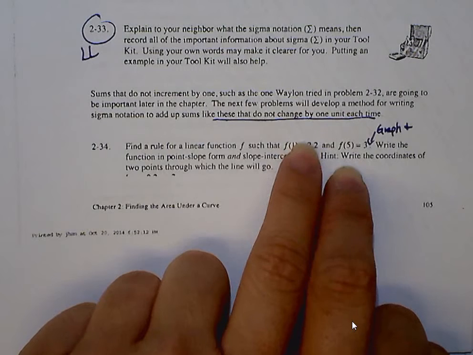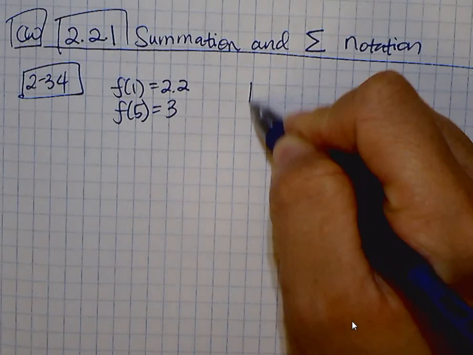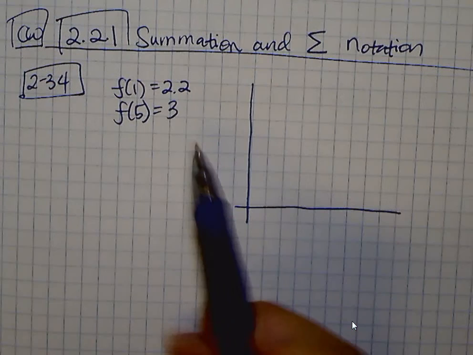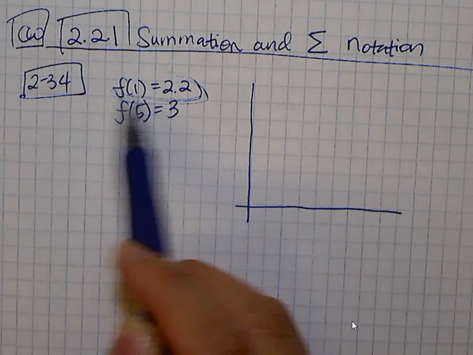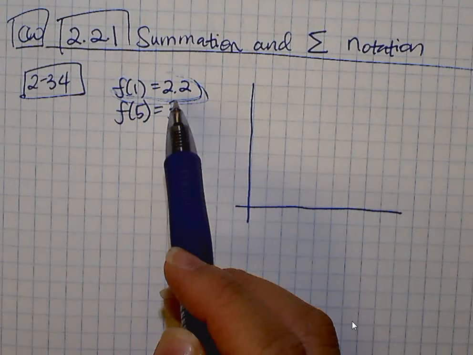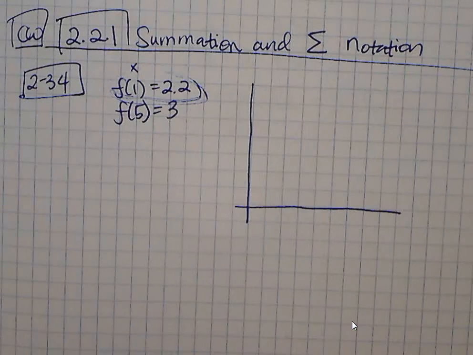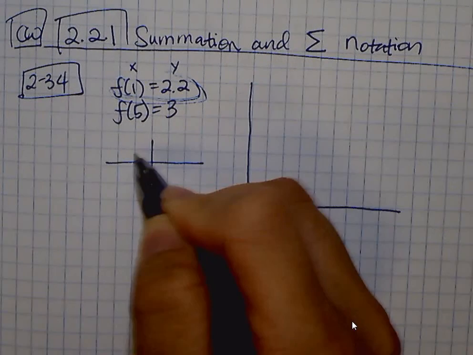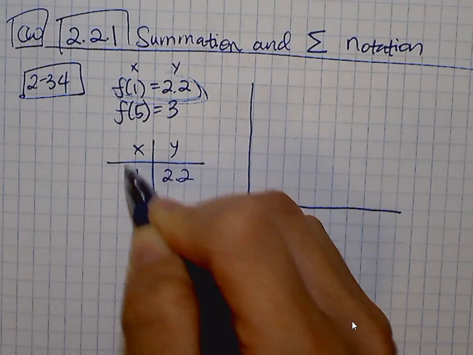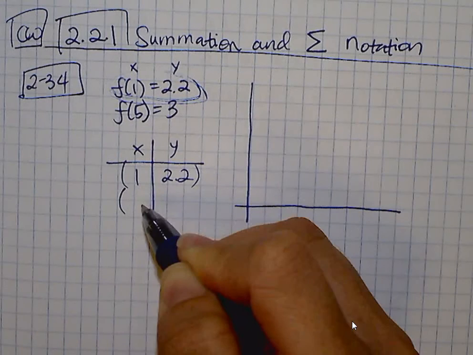Start with a graph. Now, if I'm gonna start with a graph, how can I graph? What does this really mean? Plug in 1, you get 2.2. So which one's the x value? And which one's the y value? So can I make a little table? So I have 1, 2.2, that's my point. What's another point? When you input 5, you get 3.